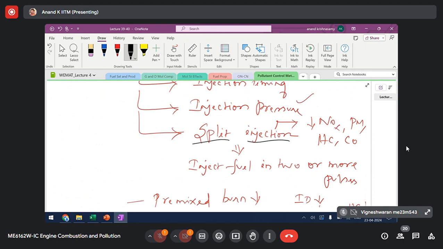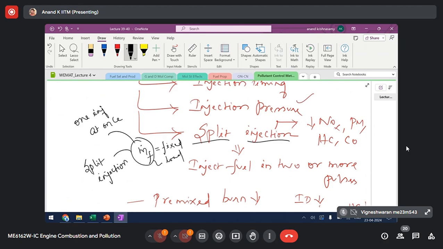Instead of injecting the entire fuel mass in one pulse, you have an m_f value fixed. This is fixed based on the power required, or load. For a given load, you have a fixed value of m_f. This m_f can be injected at once, or it can be injected in pulses. So here you have one injection. This is what conventionally is being followed.